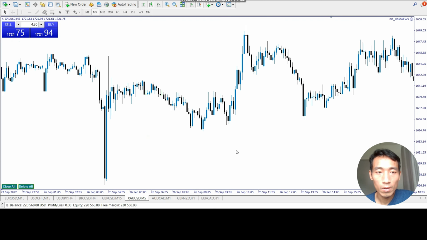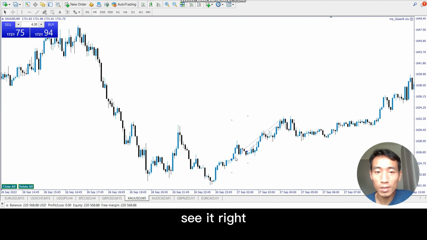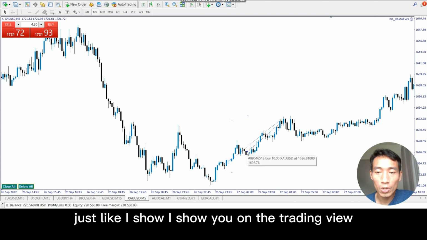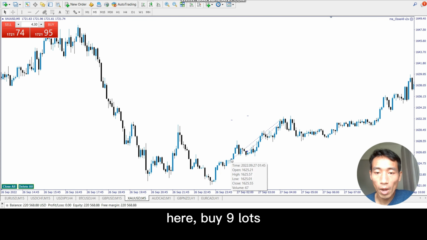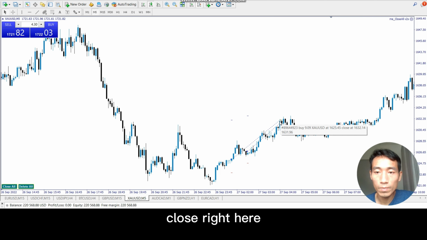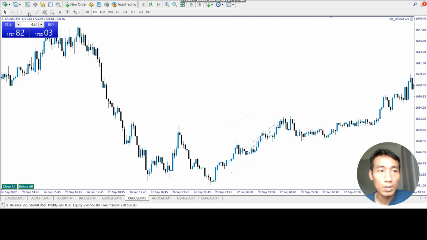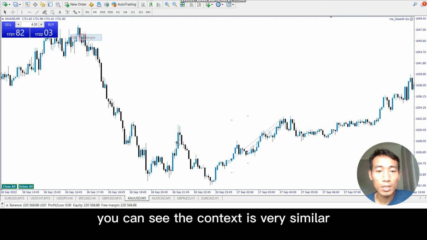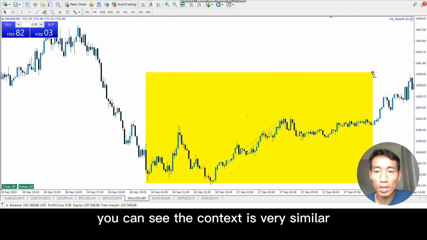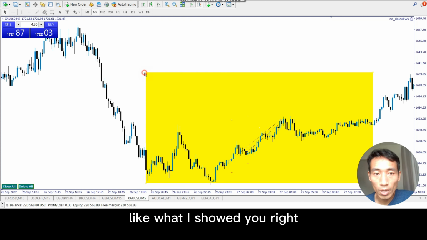Where? Here, see it? Just like I showed you on TradingView. Buy here, buy 9 lots here, another 10 lots here, close right here, and close right here. So you can see the context is very similar to what I showed you, right?